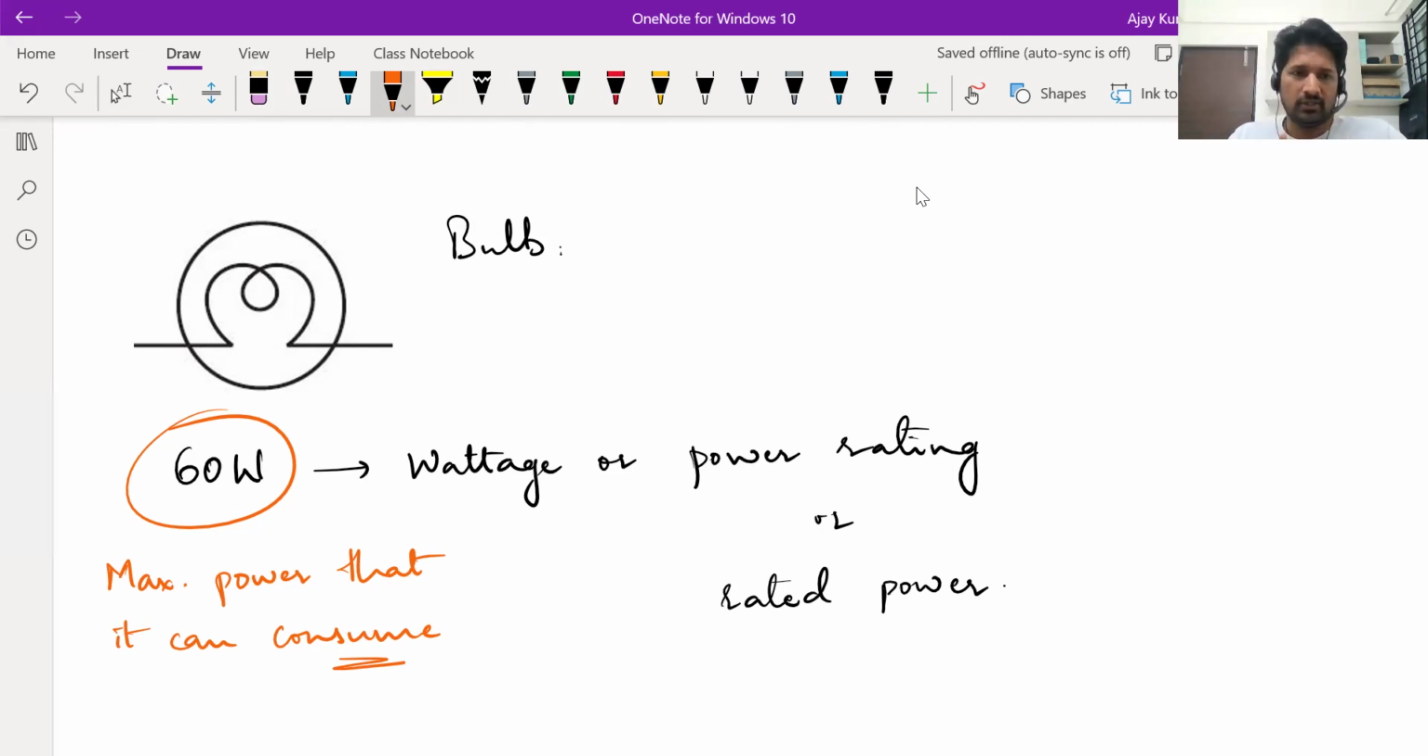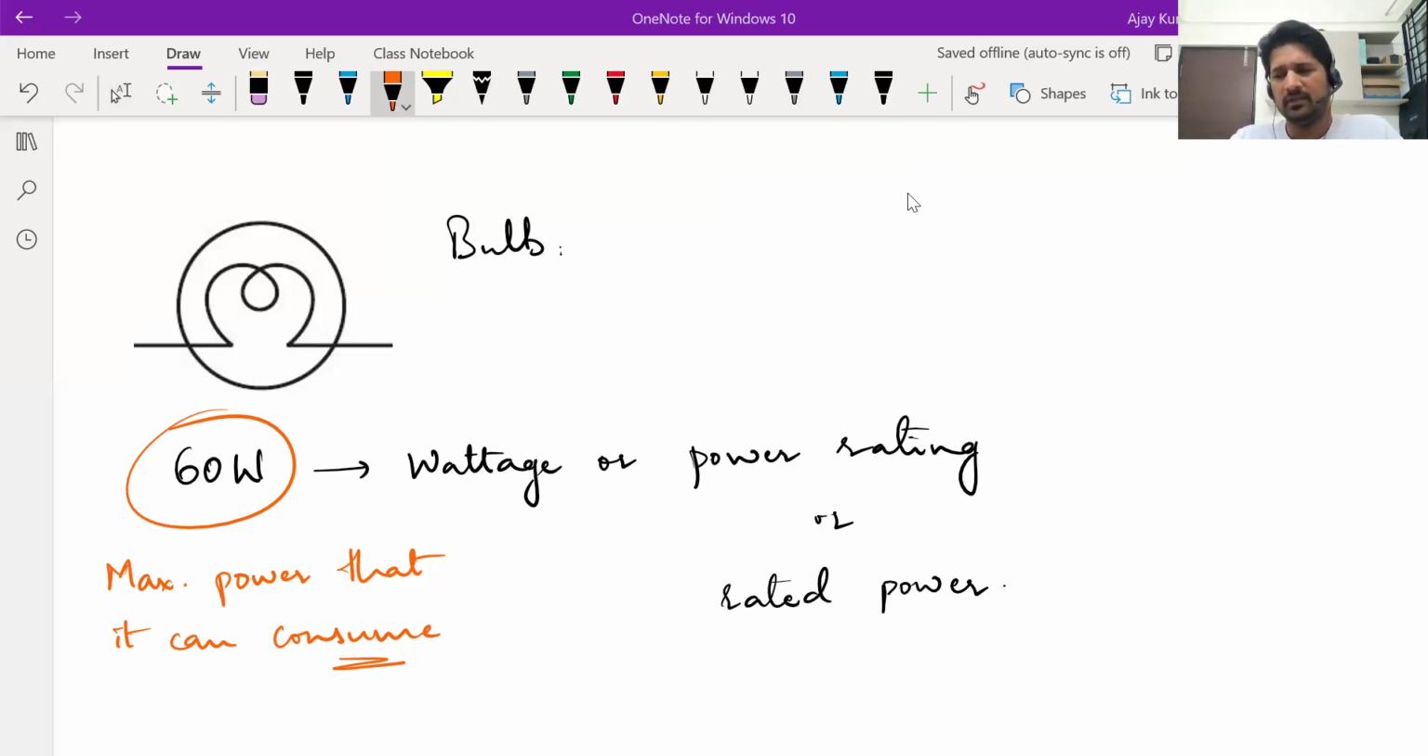So you should ensure that when this device is placed in the circuit, the power consumed by it does not exceed this value. You have to choose the resistors, capacitors, or arrange the circuit in such a way that this device does not consume more power than the rated power. We'll solve problems, you'll understand what it means. Anything else you noticed written on the bulb?